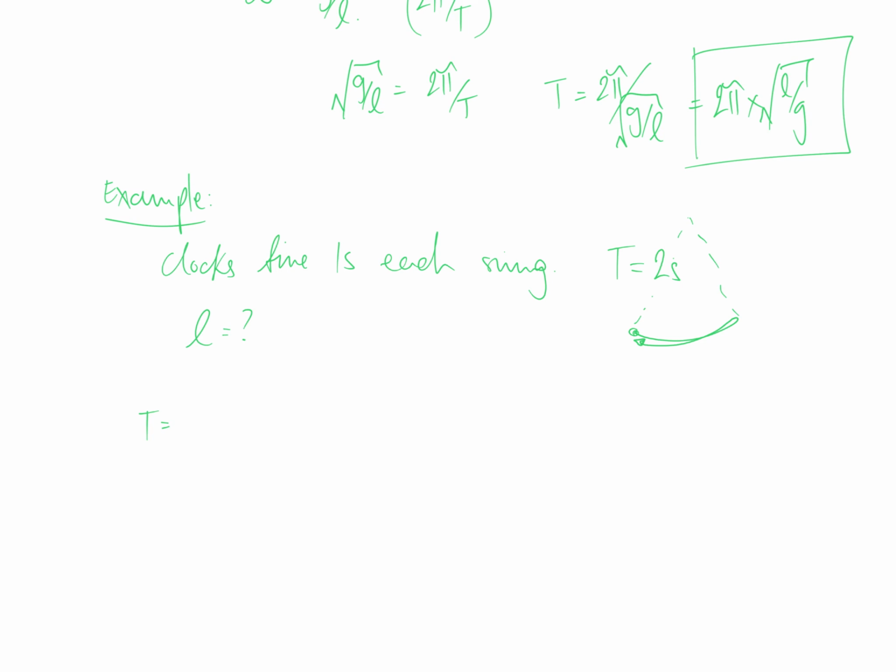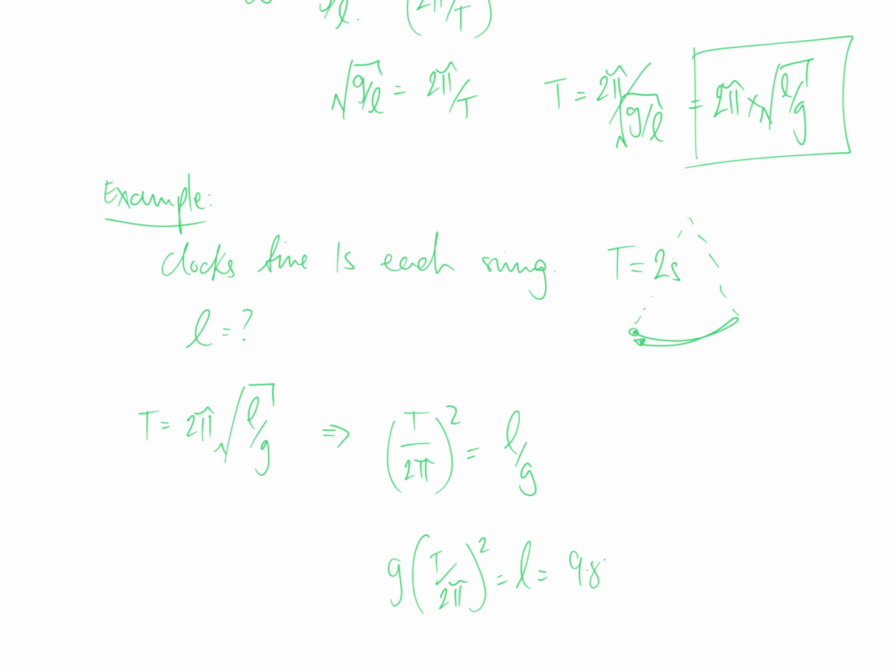We have T, let's start from the basics, T over 2 pi equals the square root of L over g. Square that up and we get g times T over 2 pi, squared, equals L, which is 9.81 times 4 over 4 pi squared. That's 9.81 over pi squared, which is 0.99 meters, approximately. That's the reason the clocks are as tall as they are. Wonderful.